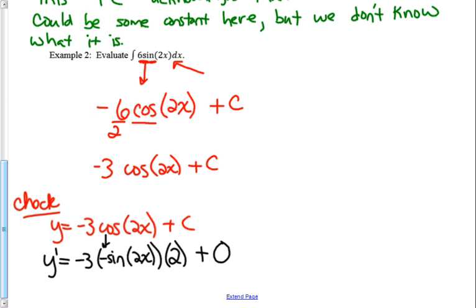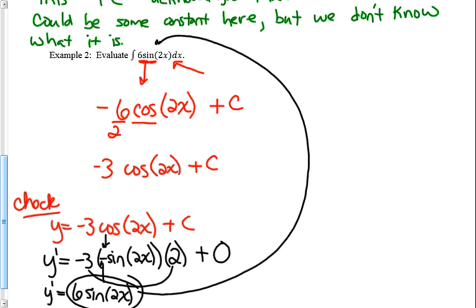So let's regroup. I've got a negative 3 times a 2, times a negative. So I have a negative times a negative, which is a positive. I have a 3 times a 2, which is a 6. Then I have a sine of 2x. So is this what I started with initially here? And it is. So we've actually learned something right here, so let's go ahead and write that down.